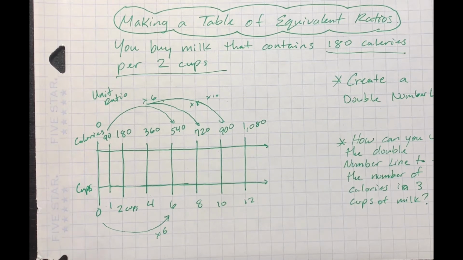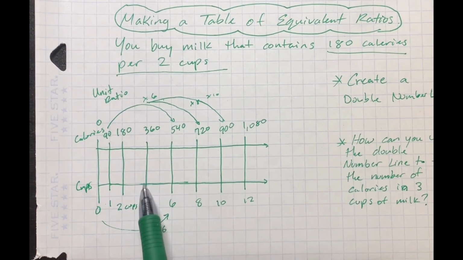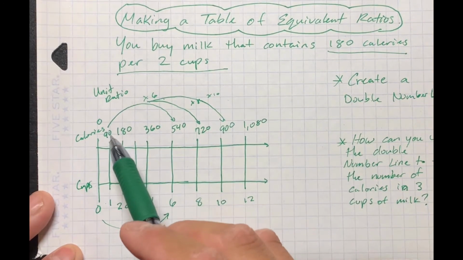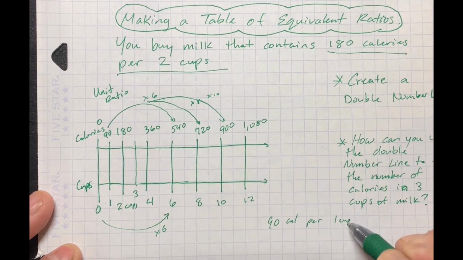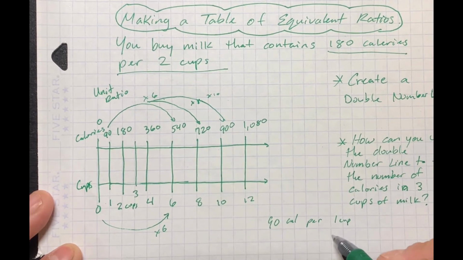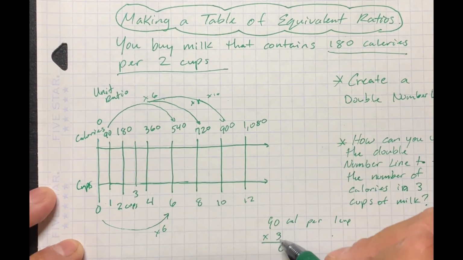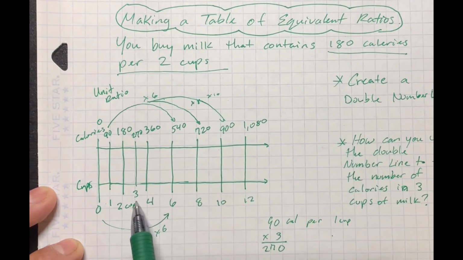Now here on the bottom right, I have this little asterisk, and it reads, how can you use the double number line to find the number of calories in 3 cups of milk? So right here, 1 cup, 2 cups, 3 cups of milk. Again, for 3 cups of milk, the base value, the unit ratio, is 90 calories per 1 cup of milk. So in that case, you just multiply 90 times 3. 3 times 0 is 0. 9 times 3 is 27. So this would be 270 calories for 3 cups of milk.